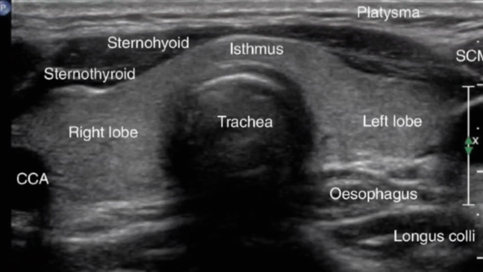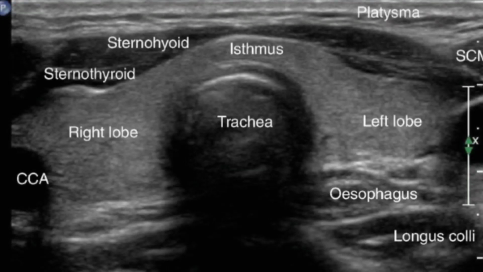Before going to start about the thyroid nodules classification, it is important to have a look at the normal thyroid anatomy. Let's start from the midline. In the midline, you may be able to see the trachea having a dirty shadowing because of the presence of air. On the top of the trachea, you may be able to see the isthmus. The isthmus should be less than 0.4 millimeter, that is the normal size of the isthmus. Towards the right, this is the right lobe of the thyroid, and on the left, this is the left lobe of the thyroid.